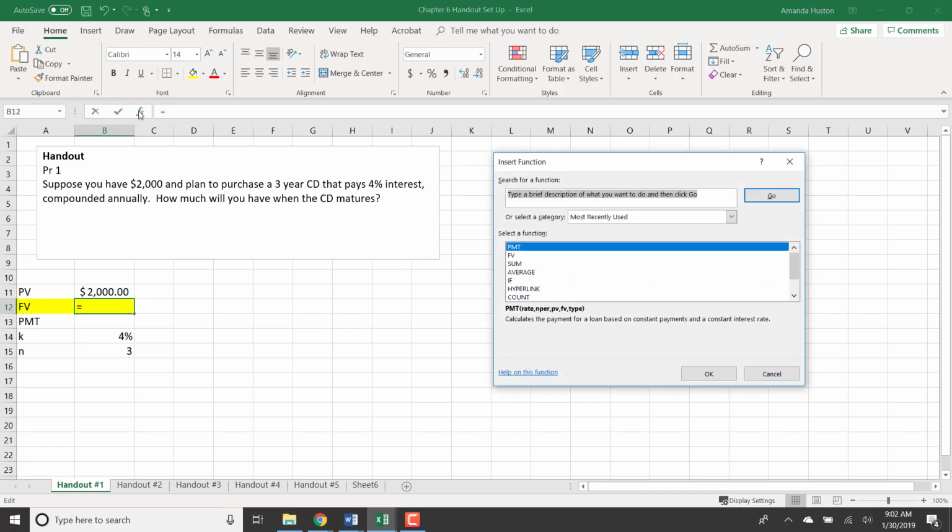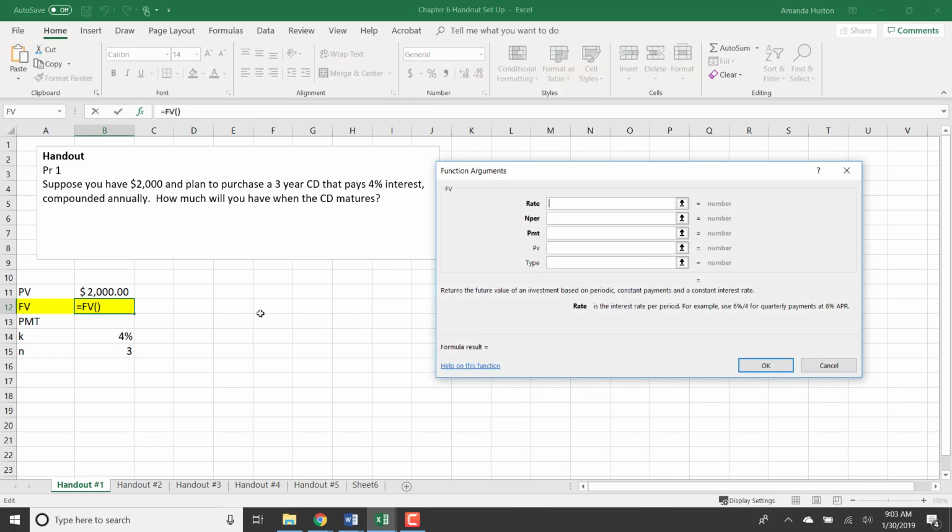I'm going to hit fx, which is the function, and type in fv, which is future value, and hit go. All right, fv came up, it's highlighted, I'm going to click OK, and now it's going to tell me, what's my rate? My rate is K, my number of periods is N, and I don't have a payment, so I leave that blank. I put a negative sign because otherwise you'll end up with a negative number, and then I touch present value.